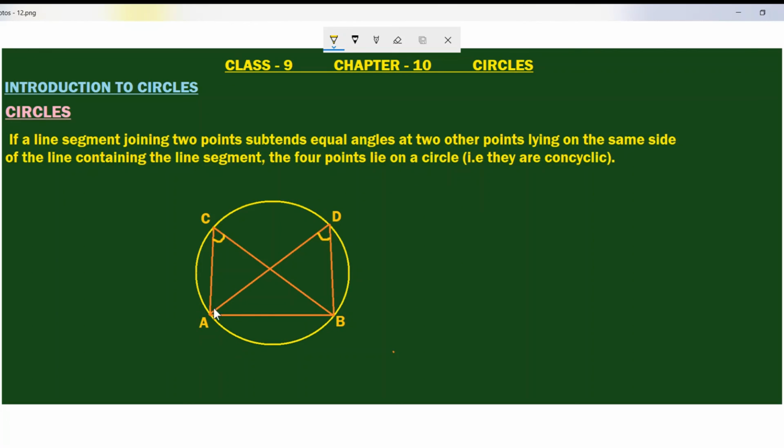Here we have two triangles, ACB and ADB. These two triangles are concyclic because all the vertices of these triangles lie on the circumference of the circle. If the vertices lie on the circle, then we can say that is a concyclic triangle. Got it?